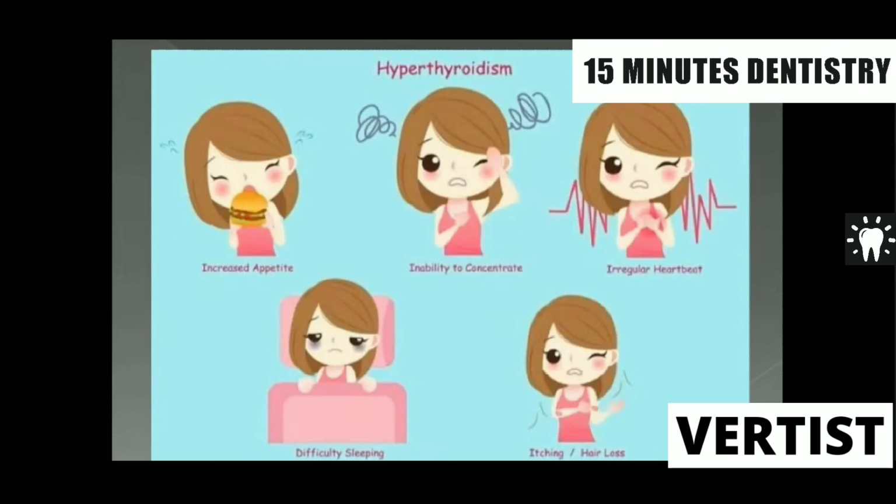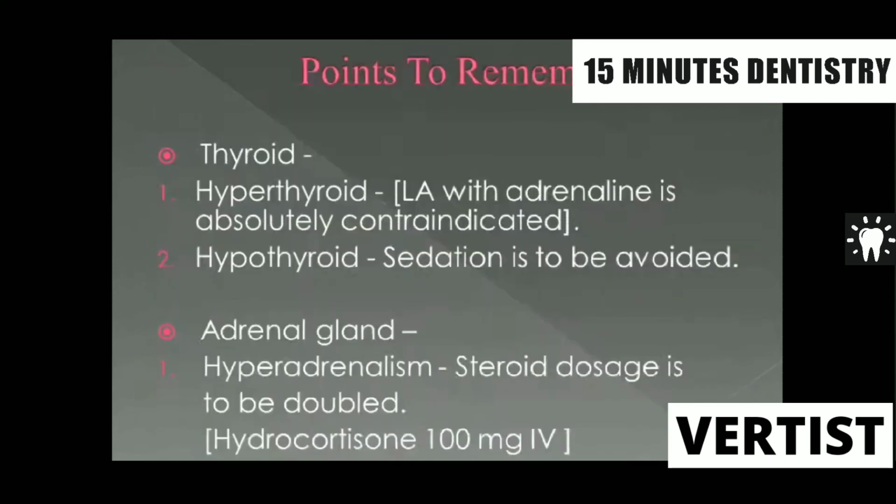The patient is already tachycardic, so it can develop an arrhythmia. That's the reason we always avoid giving LA with adrenaline; rather, plain local anesthesia should be used. Whereas for a hypothyroid patient, as I told, sedation is to be avoided. Otherwise, for a hypothyroid patient, local anesthesia with adrenaline is preferred. It is not contraindicated.